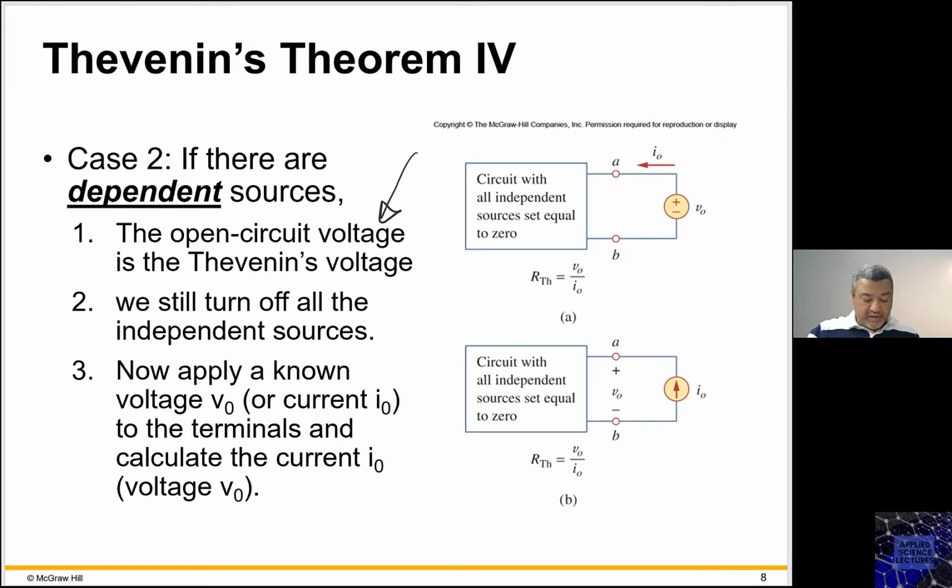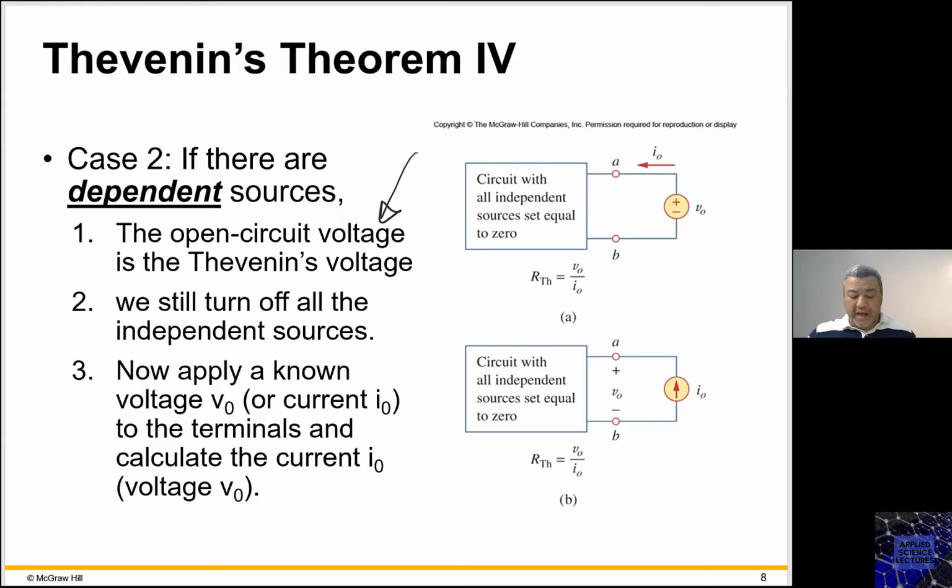However, when it comes to finding the R Thevenin, I cannot switch off the dependent sources. Dependent sources cannot be switched off because they are not sources that generate power from themselves. They rely on other variables within the same circuit. So what do I do?